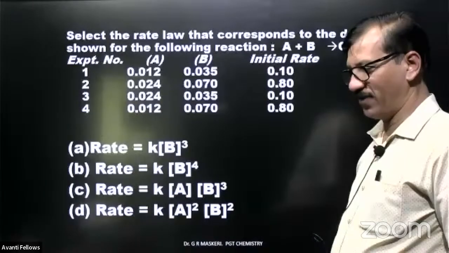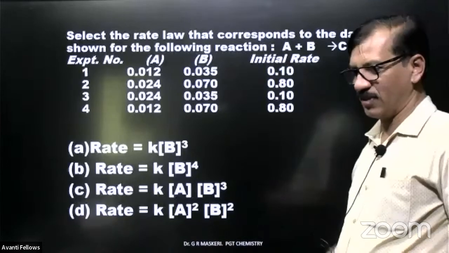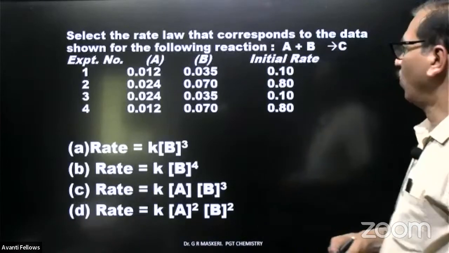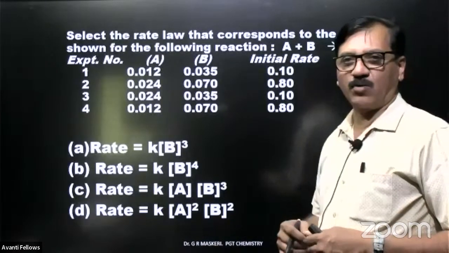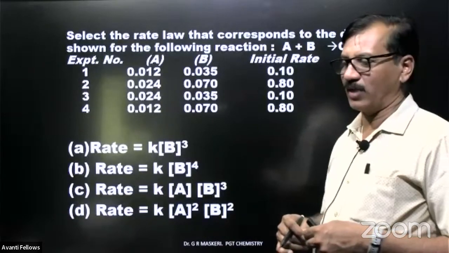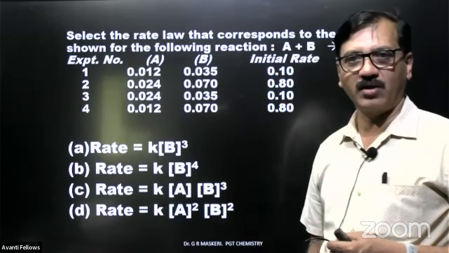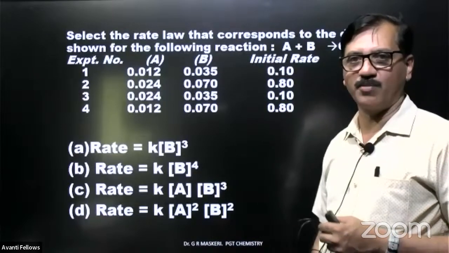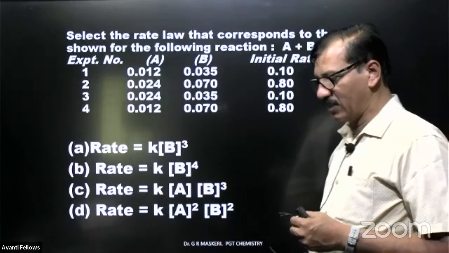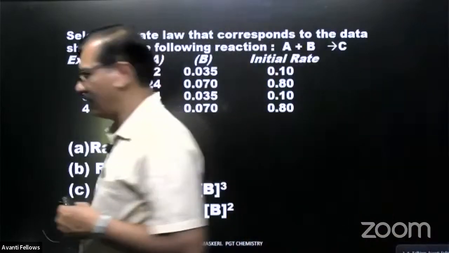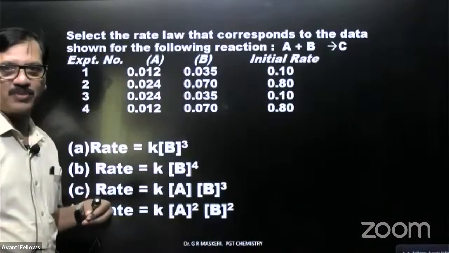Sir, the concentration of A is constant, and the rate changes with the concentration of B to the power 3. Okay, fine. You have correctly observed. For some, it is a 3-mark question. Elaborately, you have to find out alpha and beta by framing 4 equations. But for the one who can observe very carefully, it is a very simple question, right? What is to be observed?